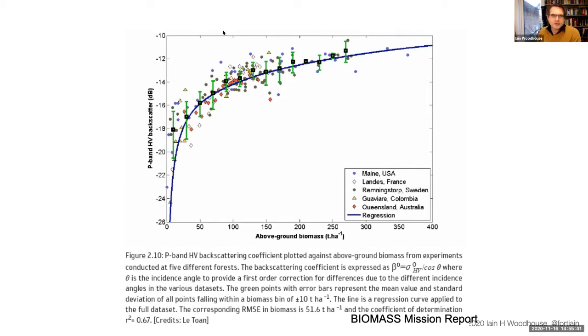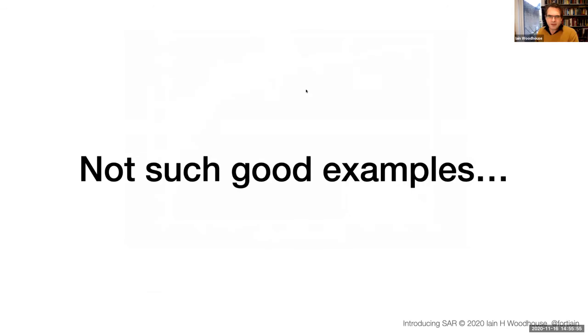And one of the things that I want to show you is the saturation point. So, you know, where does that saturate? We can argue all day about where those points lose sensitivity, but I do want to pick out some of the not so good examples.